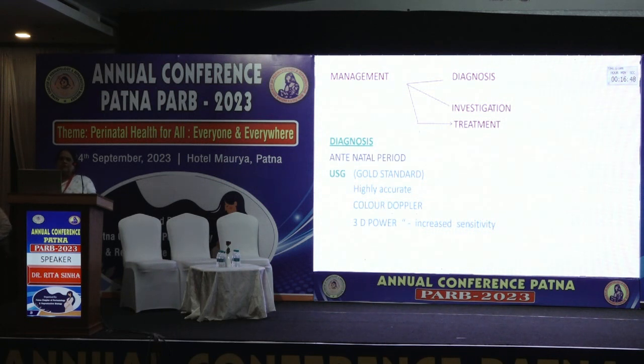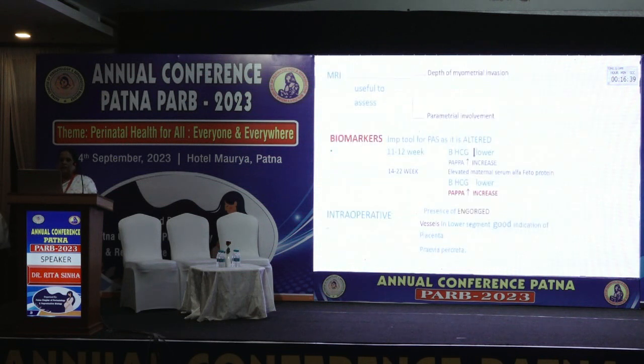Diagnosis in the antenatal period: ultrasonography is the gold standard, highly accurate, with color Doppler and 3D power increasing sensitivity. MRI is done to assess the depth of myometrial invasion and parametrial involvement. Biomarkers are an important tool for PAS as they are altered. From 11 to 12 weeks, beta HCG is lower and PAPP-A is increased. And from 14 to 20 weeks, maternal serum alpha-fetoprotein is elevated, beta HCG is lower, and PAPP-A is increased.